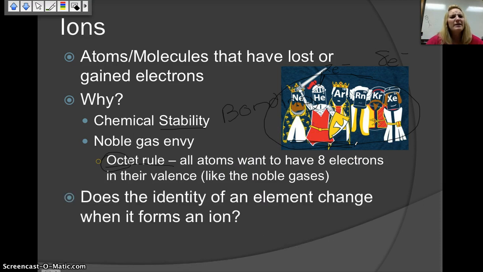But does the identity of the element change when it forms an ion? Will losing and gaining electrons do anything to what the element actually is? Well, you should say to yourself, self? Of course not. Protons never change, and protons give the identity. So as long as protons are staying the same, the element is still the same.